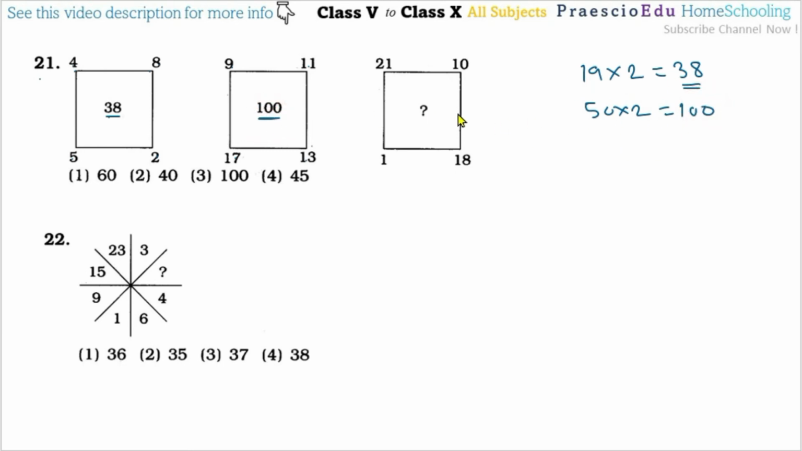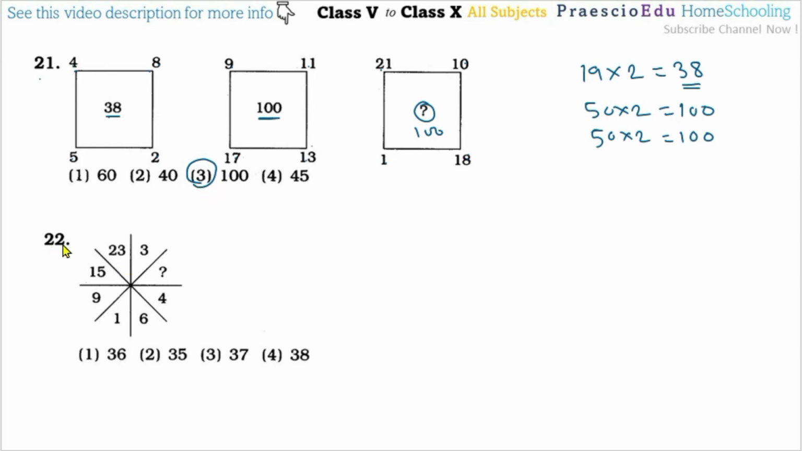So this same rule we have to apply here. 1 plus 21 is 22, and then 10 plus 18 is 28, 28 and 22 is 50, and 50 multiplied by 2 is 100. So 100 can replace the question mark, and 100 is present in option number 3.